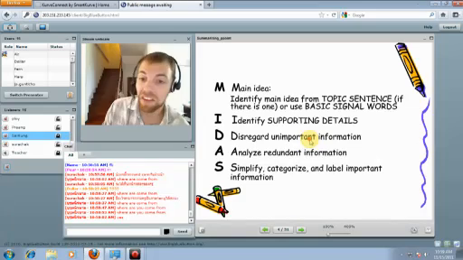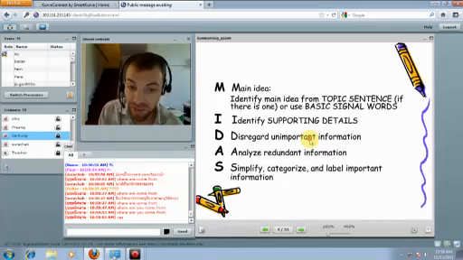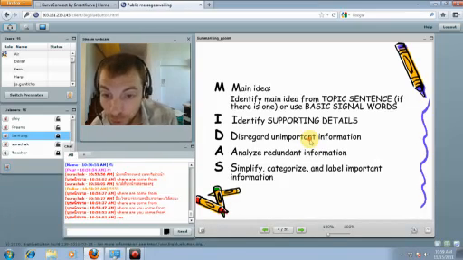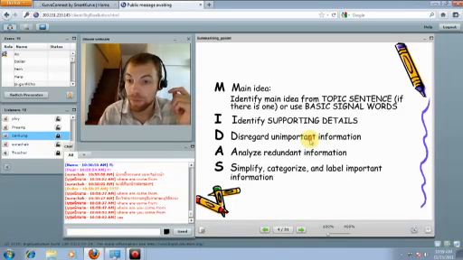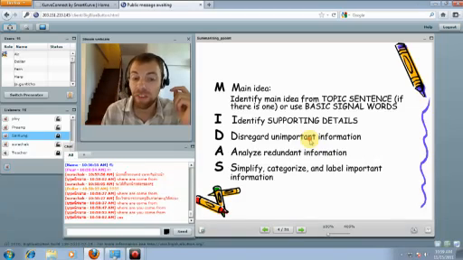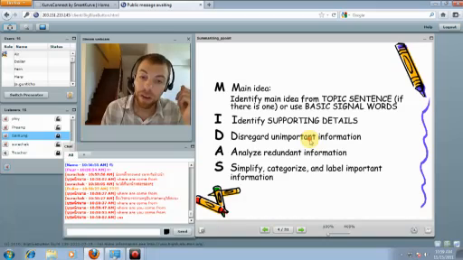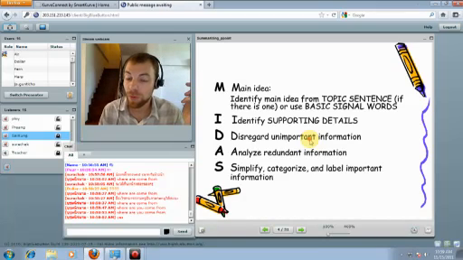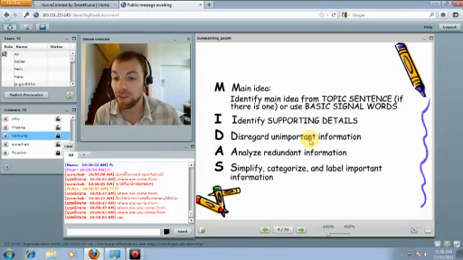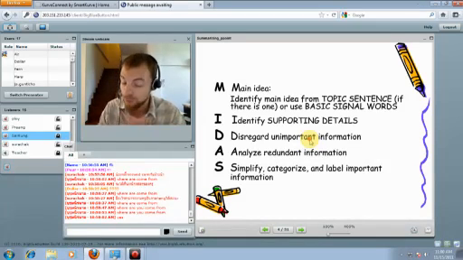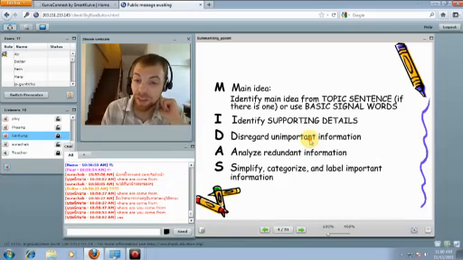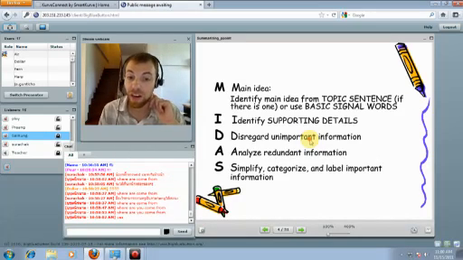Second, identify supporting details. Third, D, we're going to disregard unimportant information. So there is in a paper a lot of things that are good to know, but are not the most important and are not the main ideas. So we need to forget about them, not talk about that at all.